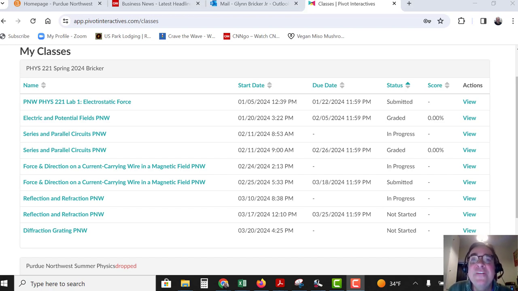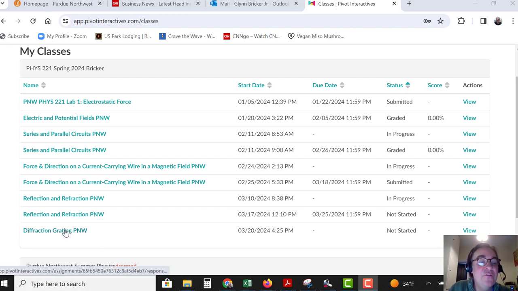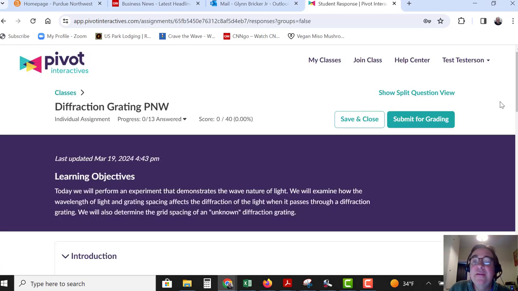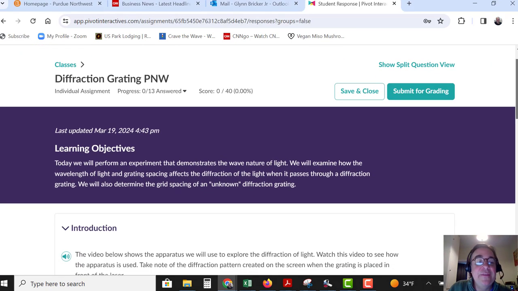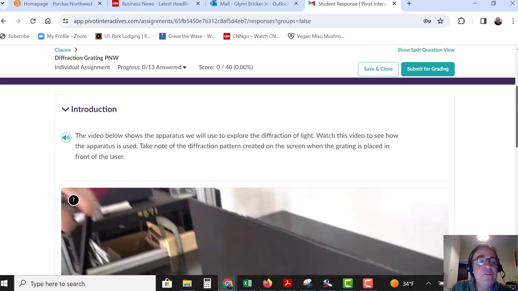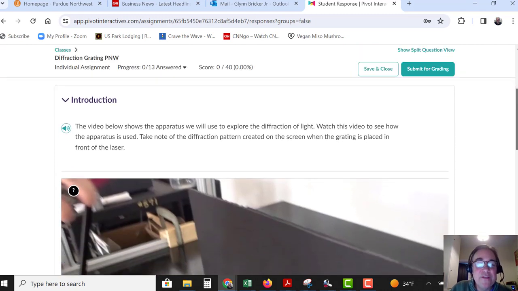So go to Pivot Interactives and log in, and then we're going to be doing the diffraction grading P&W lab. So I clicked on that, and it looks something like this. This video below shows the apparatus we will use to explore the diffraction of light.